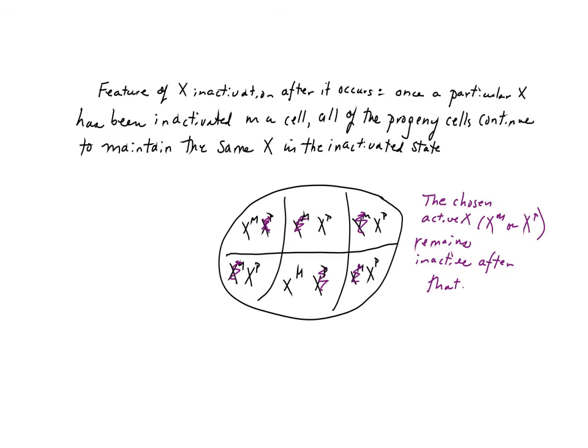Now this is random as to which X is chosen in each given cell. So you're going to have some cells where the maternal is active and some where the paternal one is active. Once inactivation has occurred, all the progeny of that cell have the same one inactivated. So when this cell divides, it's going to give you an inactive paternal and an active maternal, and vice versa for the ones with the paternal inactive. So it remains throughout the life of the female which one is inactive or active in that particular cell lineage.